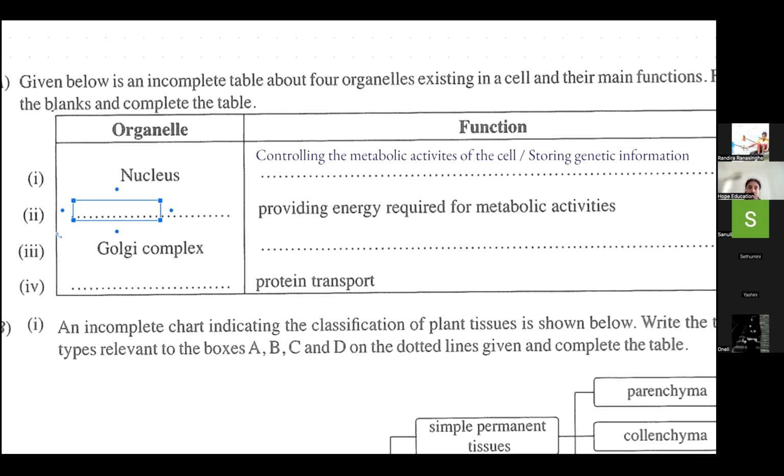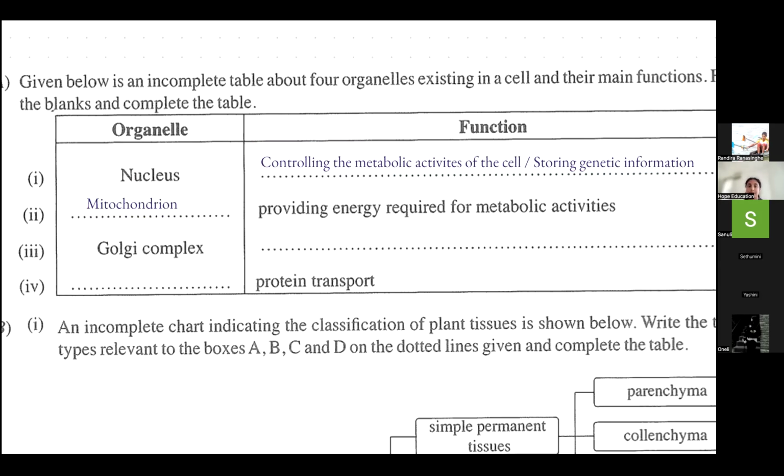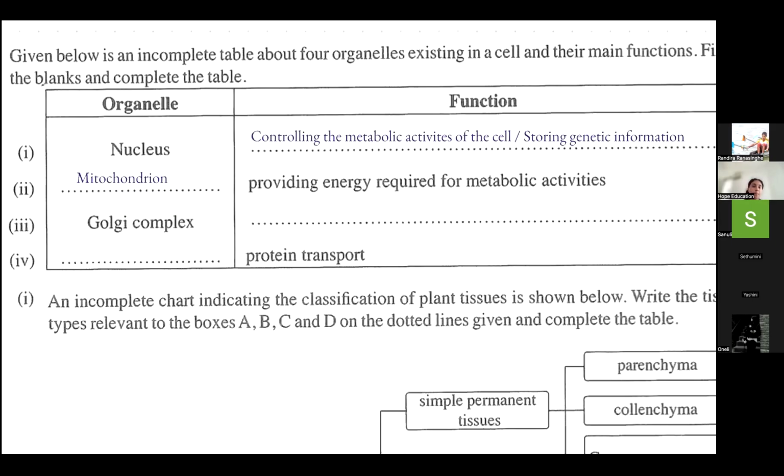That is pretty easy, no? What is the process by which it provides energy? Yes, cellular respiration. Golgi complex. What is the function of Golgi complex? Production of secretory substances, packaging the secretory substances and secreting them. Production, packaging, and secretion of secretory substances.